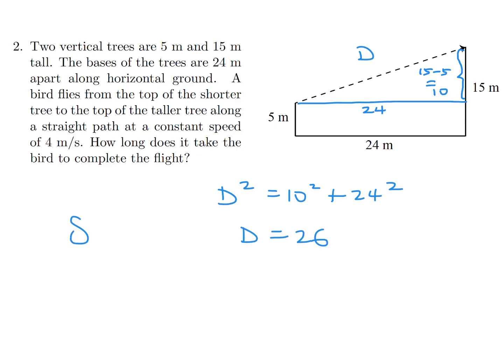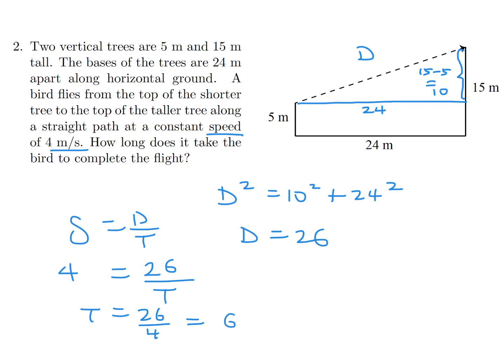And then you use the formula speed is equal to distance over time. We have been given the distance, well, we calculated it as 26. And the speed is 4 meters per second. So 26 over 4 would be the time. And that's what, 6.5? And I believe the units would be seconds.